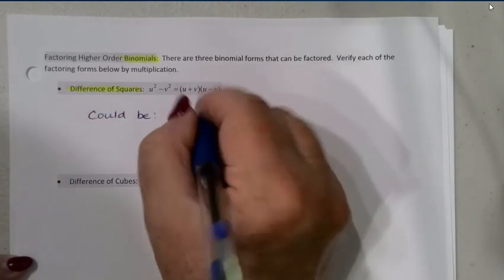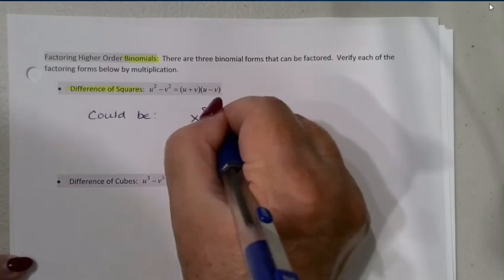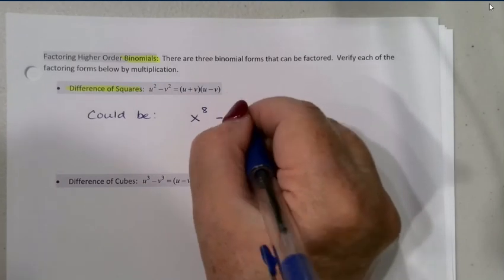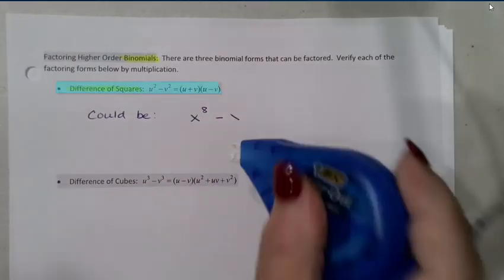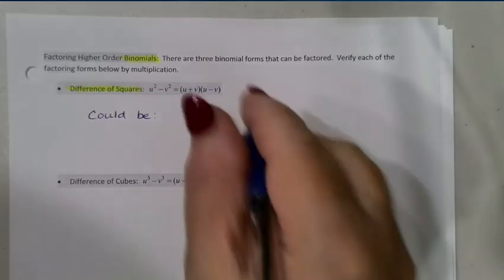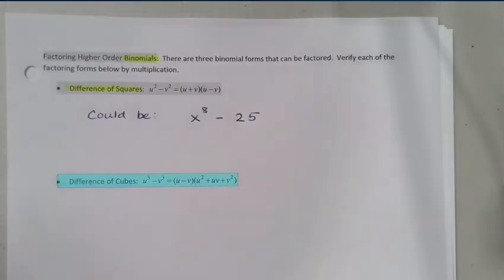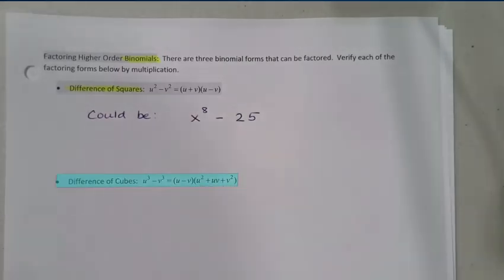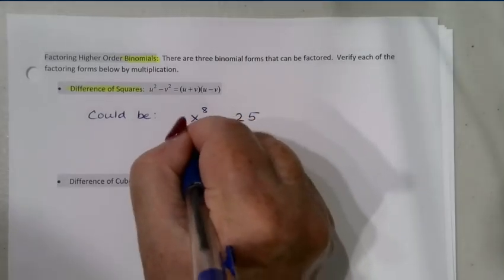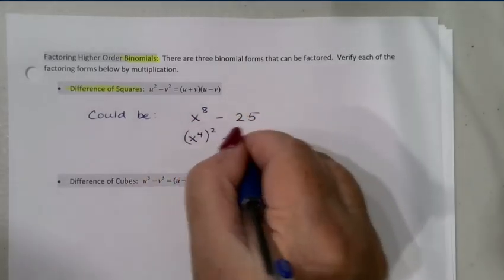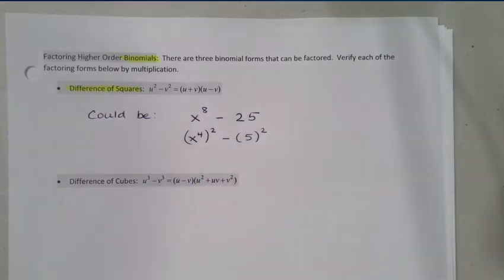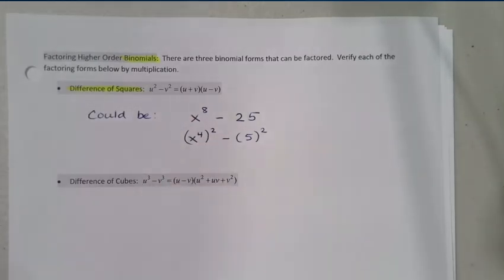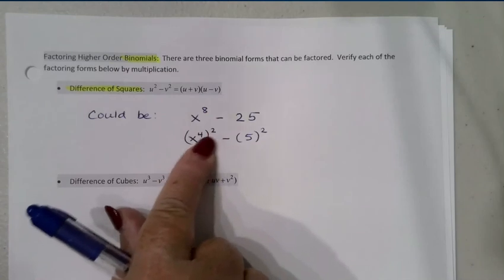what if I had x to the 8th minus, let's see, let's just go with, sorry, should have made this one a bit in advance. Let's just go with 25. I need to recognize that that x to the 8th is a perfect square. It's x to the 4th squared minus 5 squared. So even though you might not look at that and say, hey, that's a perfect square, it really is. In fact, any even power can be written as something squared, right?